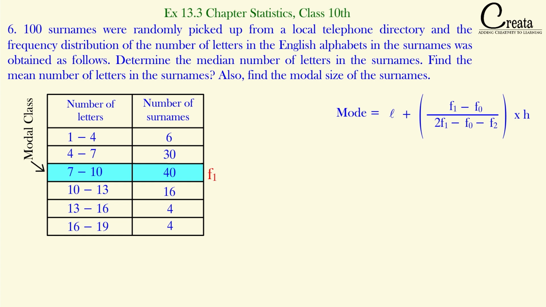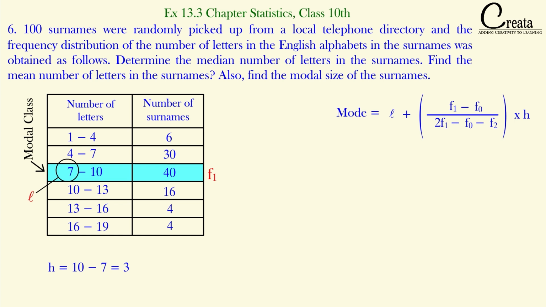That is, the class 7 to 10 is the modal class, and the lower limit of the modal class is L. So we got L as 7, and H is the class size, which is upper limit minus lower limit, 10 minus 7, which is 3. Further, what are F0 and F2?